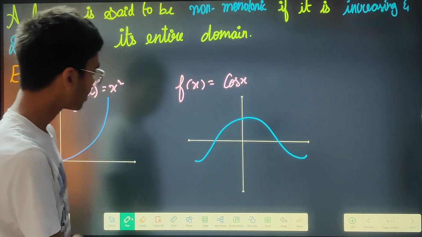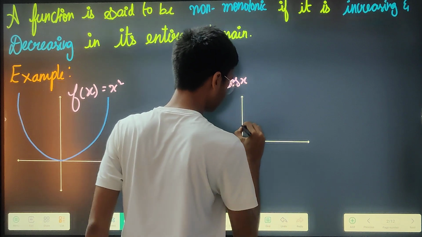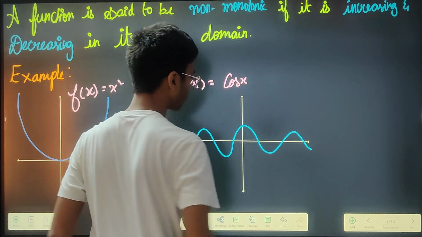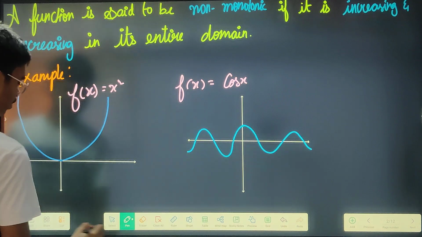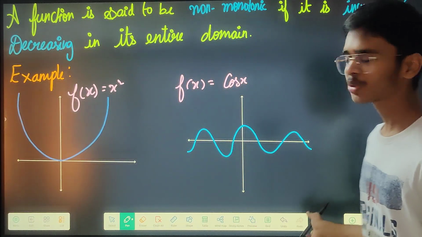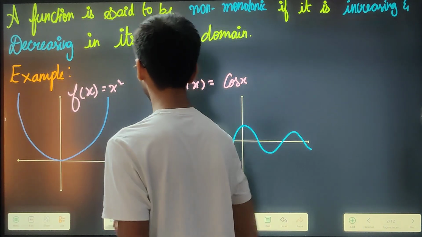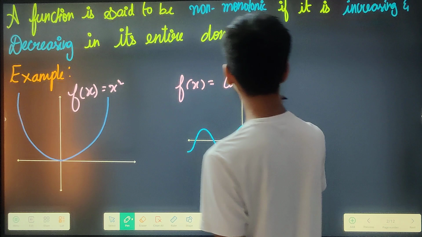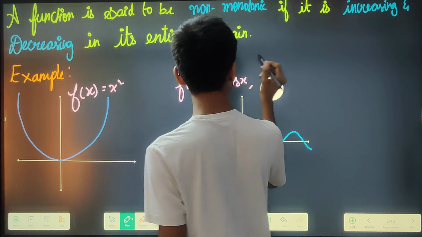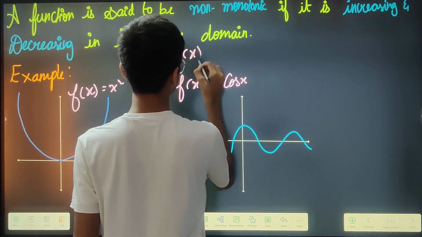We will just imagine, actually I cannot draw that much. So this is your cos x. Your cos x graph has both increasing and decreasing, so this is also non-monotonic. We can also take sin x. Note that f of x equals sin x will also count into it.